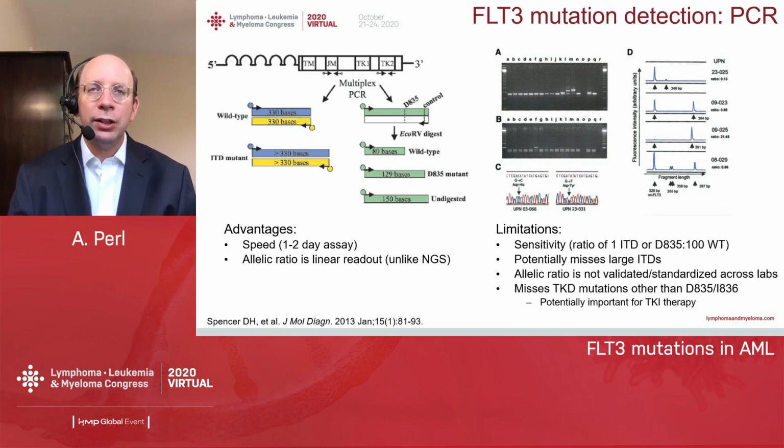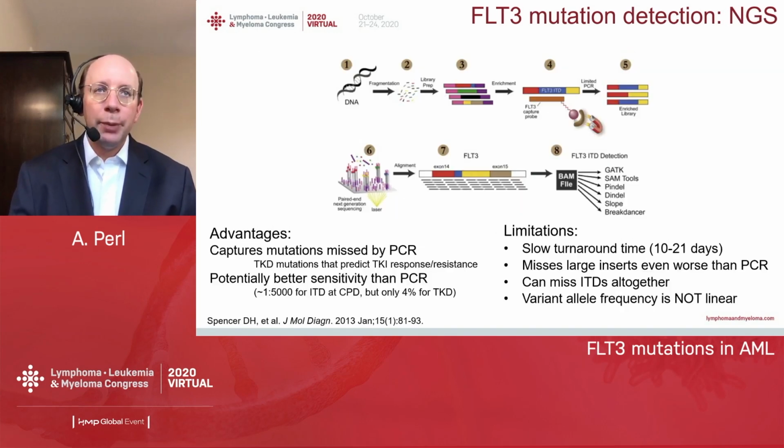Now, one challenge is this is not always reported from labs, and there's not a standardization of this across labs. So you can't use results from one lab as a standard worldwide, despite the fact that the ELN and NCCN do recommend using these allelic ratios to make transplant decisions. So it's complicated when you want to use that clinically. It's robust in general when there's a high ratio. It's just harder when it's very low.